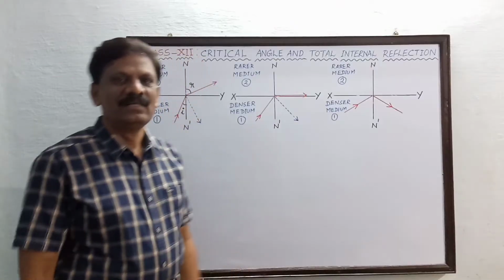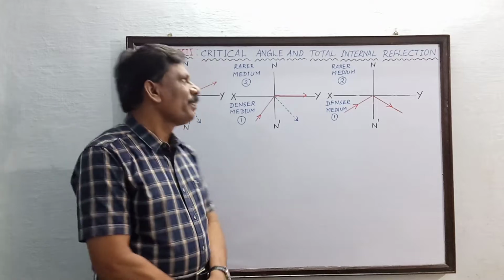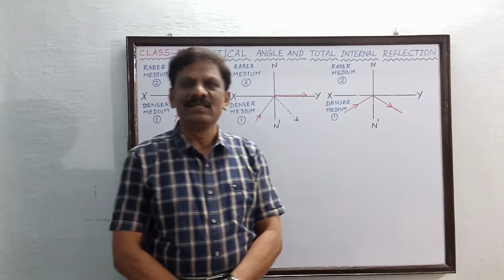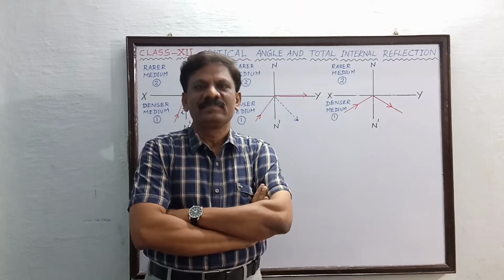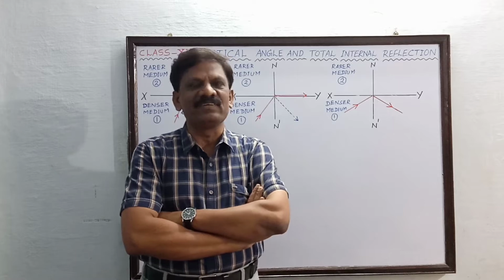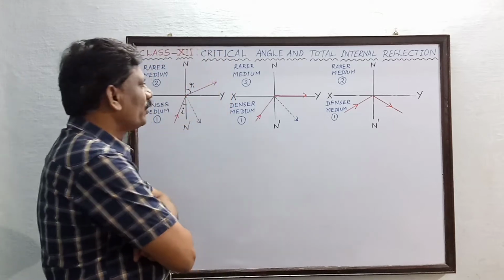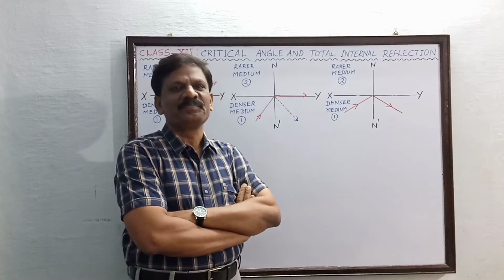Hi students, today we are going to study about critical angle and total internal reflection. This topic is based on the refraction of light from a plane surface. You can look at the diagrammatic representation. I have drawn three diagrams.